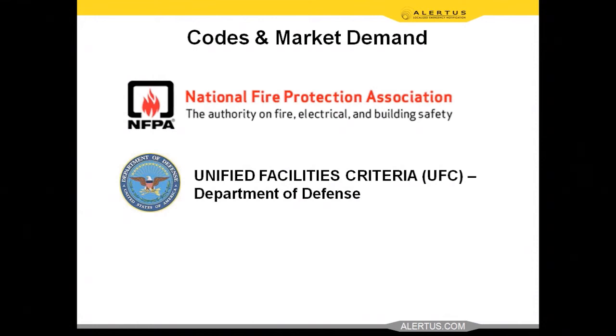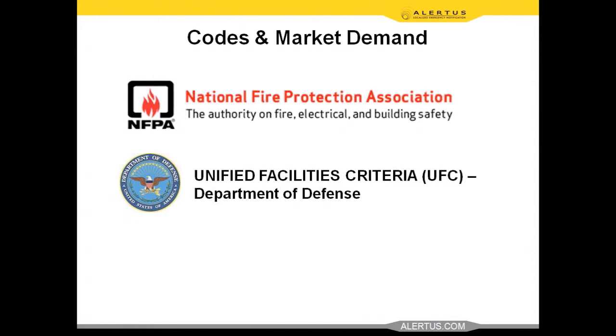NFPA is one of the big codes that drives the private sector. So all your private facilities, those kind of things. Some of your state and local are also subject to that based upon the jurisdictions that adopt NFPA. And that provides recommendations on how to solve some of those challenges.